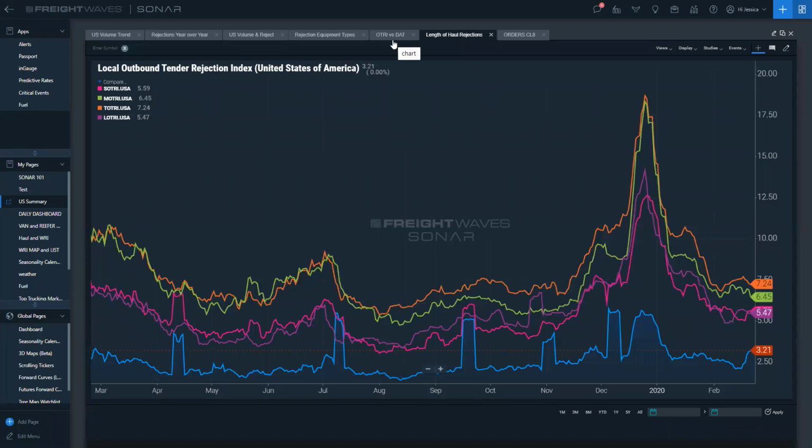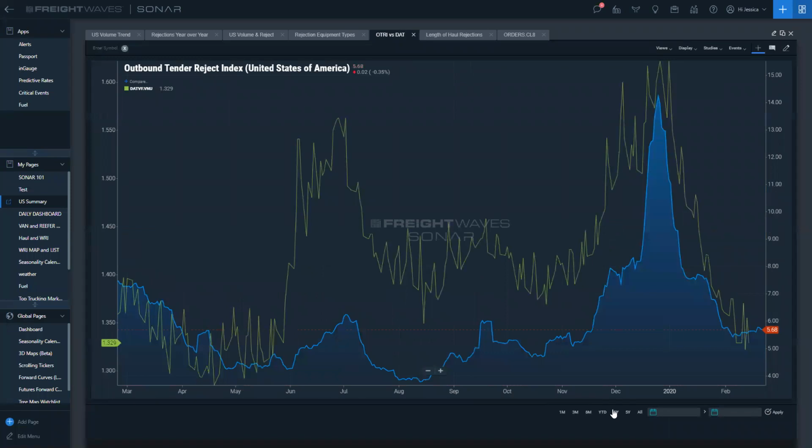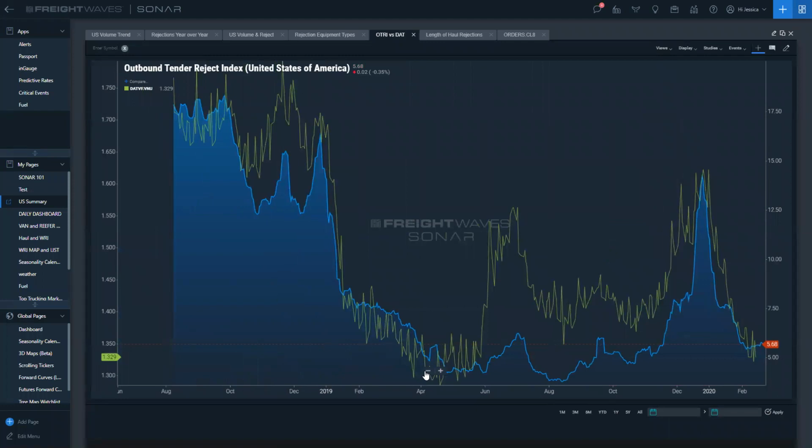The last thing I'm going to show before we get to the daily operational use case is this OTRI compared to spot rates. So the blue line is our outbound tender reject index, which is what I went over. It's the carrier sentiment to the market. I said when rejections start to increase, price follows that.